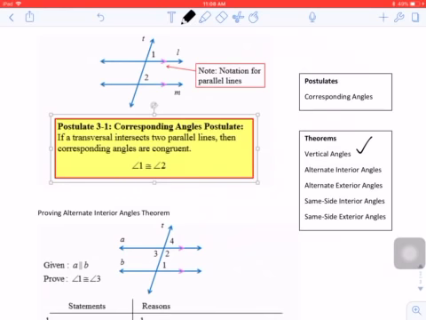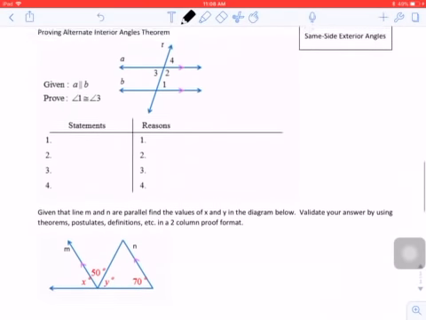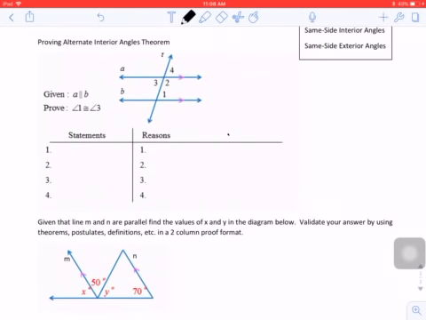Okay, so taking a look, we want to prove the interior angle theorem. I want to prove that alternate interior angles are congruent. And I'm given that A is parallel to B. So these lines are parallel. Don't forget, that's what those little pink triangles mean. And I'm proving that angle 1 is congruent to angle 3. So these guys, these alternate interior angles.